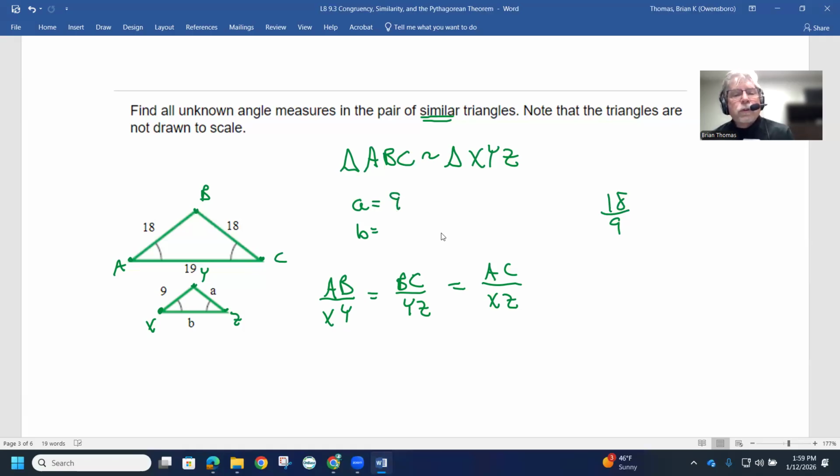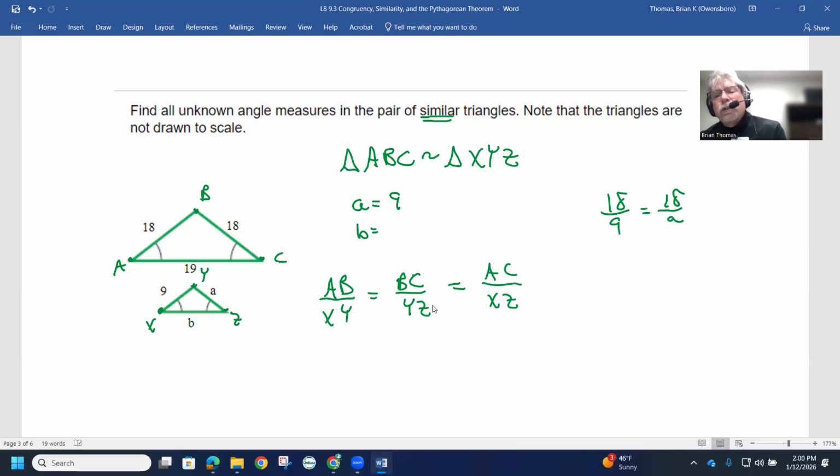Now I could set up a proportion. So 18 over 9, so notice how AB is in proportion with XY. Notice that BC would be in proportion with YZ. So I could write this other side as 18 over A. So that's like BC over YZ.